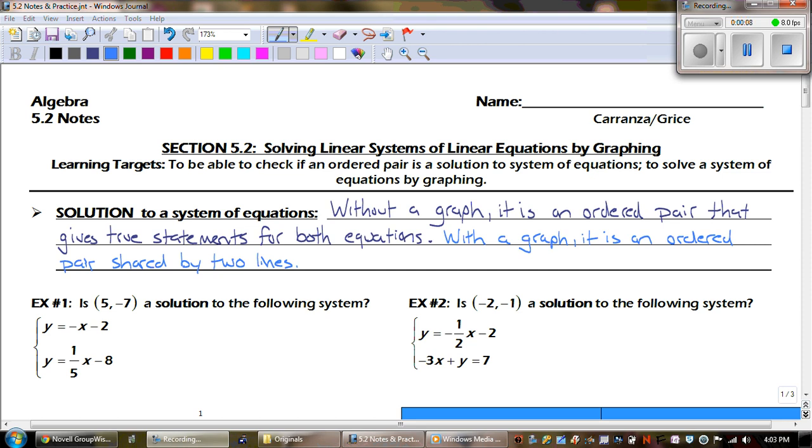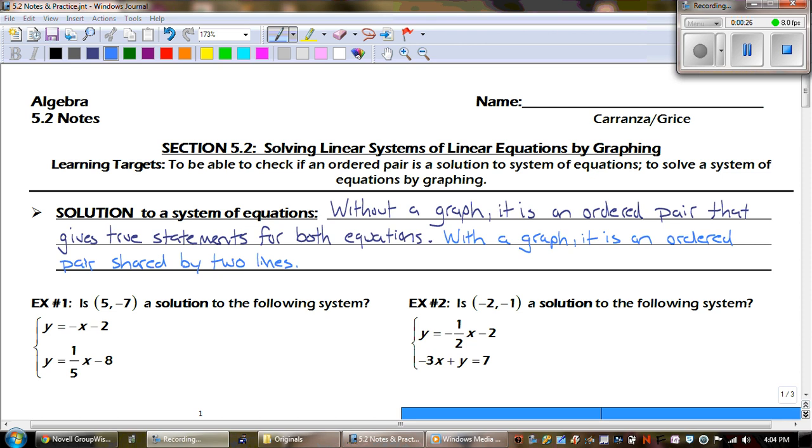Today we're talking about solving systems of linear equations by graphing. Our learning target today is to be able to check if an ordered pair is a solution to a system of equations and to solve a system of equations by graphing. So let's go ahead and get started.